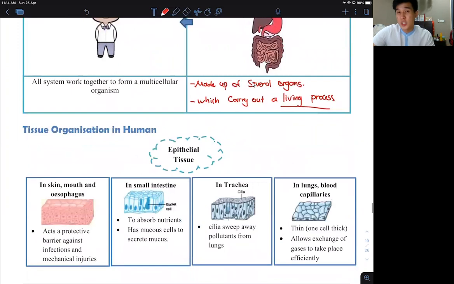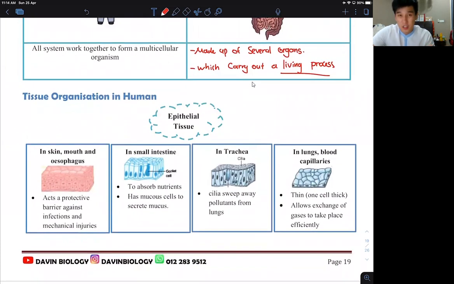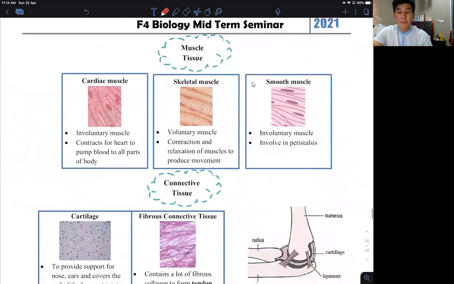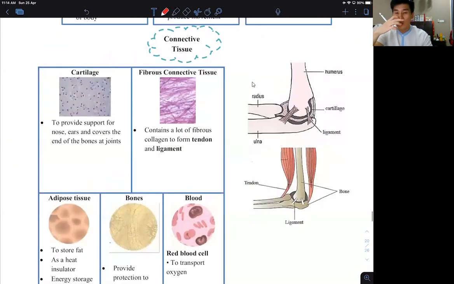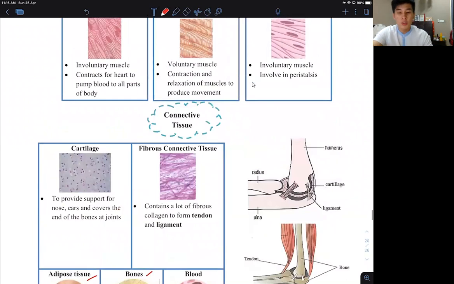So now you can see there are different kinds of tissues here that you must know. Now, I won't go through these tissues. You simply go through the notes over here. So we have epithelial tissue, which is like the skin tissue, the surface tissue. Not only your skin has epithelial tissue, your organs also have it. Then you have muscle tissue, and connective tissue, which are tissues found in between your bones, and also blood, bones, and adipose. Adipose is fats, basically. So just look through yourself now.